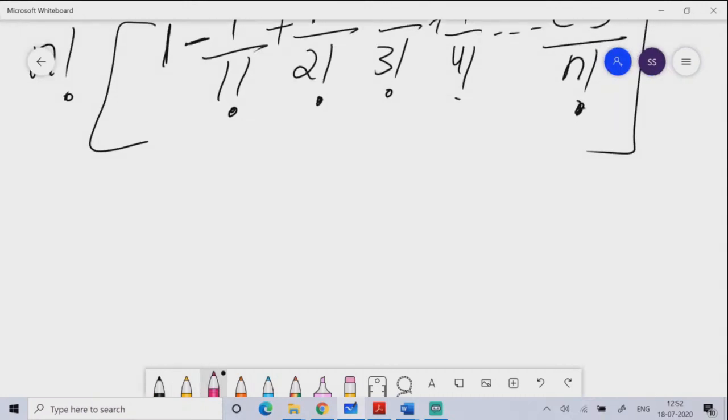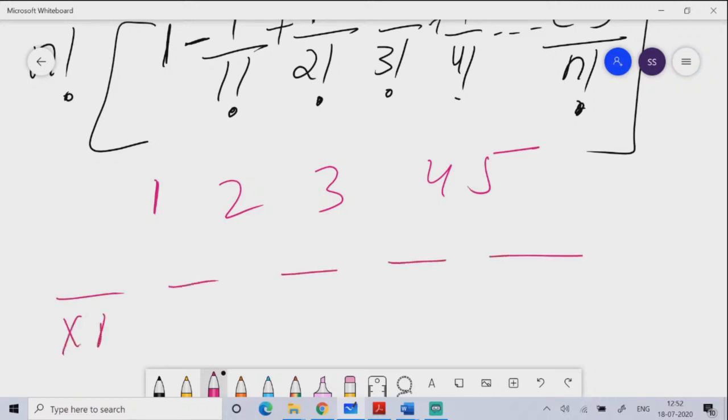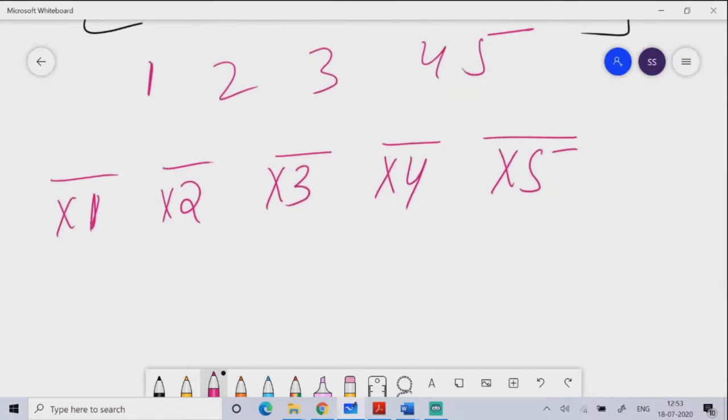Like 1, 2, 3, 4, 5. Put 1, 2, 3, 4, 5 in 5 places such that 1 cannot come here, 2 cannot come here, 3 cannot come here, 4 cannot come here, and 5 cannot come here. In how many ways can you do this? So this is called derangement.